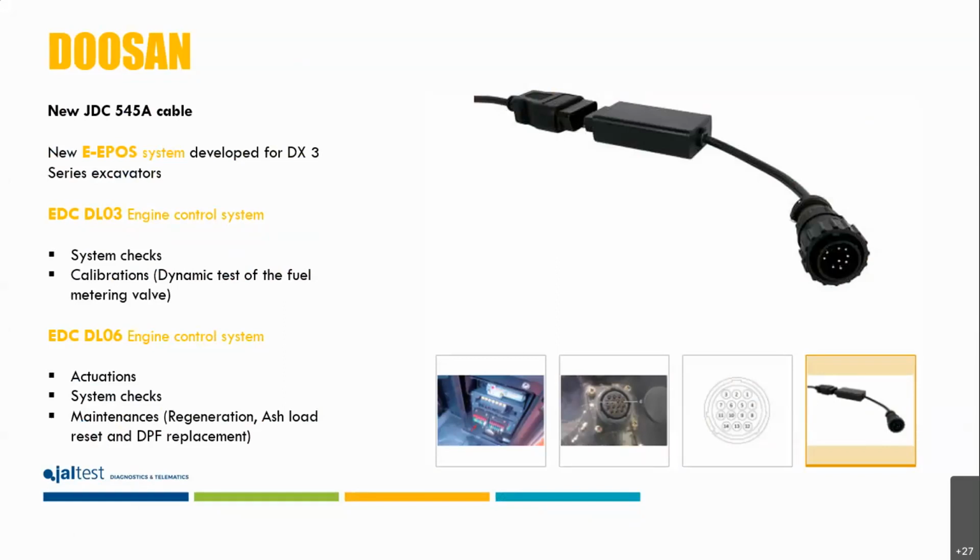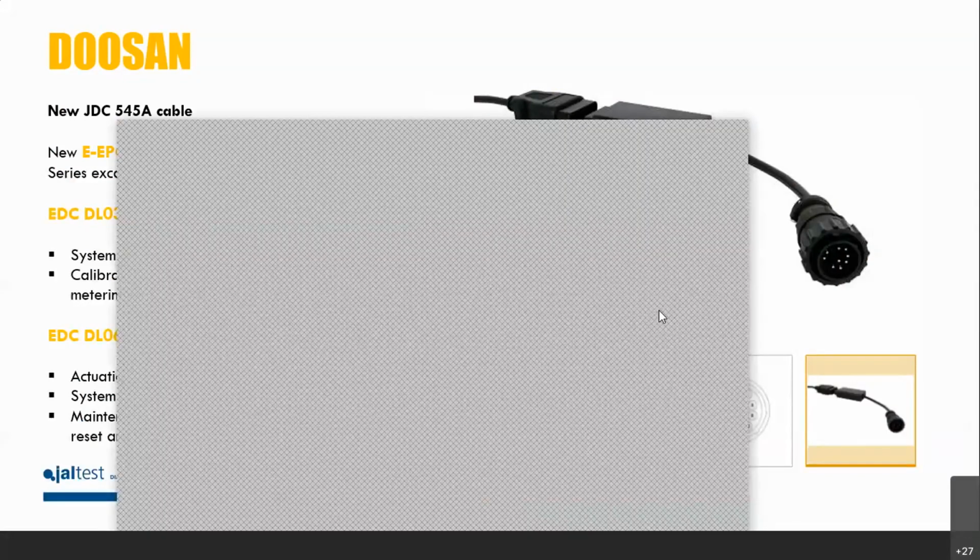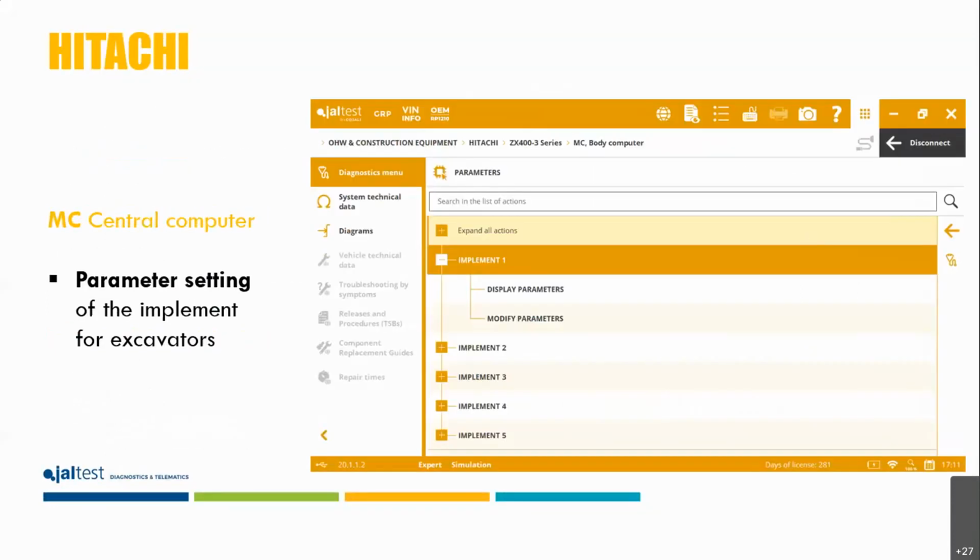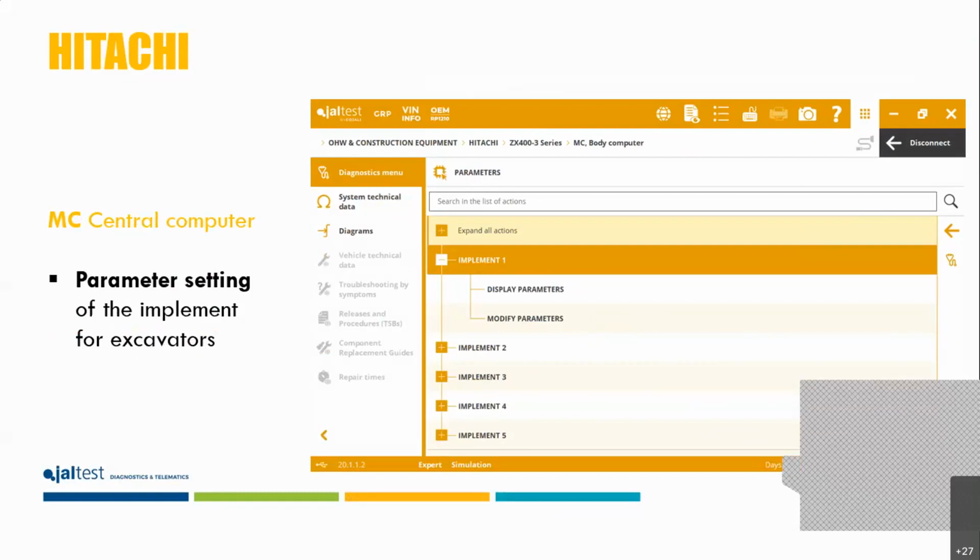Also, some bidirectional controls for the DL03 and DL06 engines have been added. And in Hitachi, with the MC central computer system, we will be able to set parameters of excavator implements.